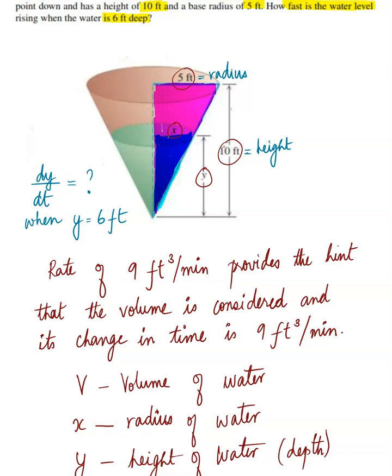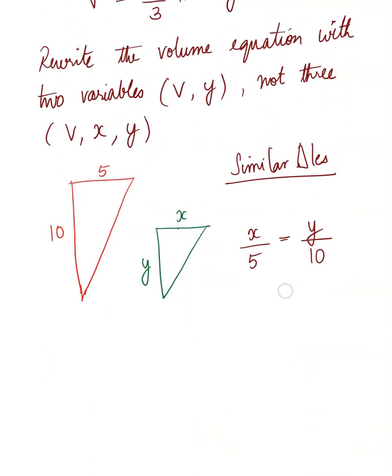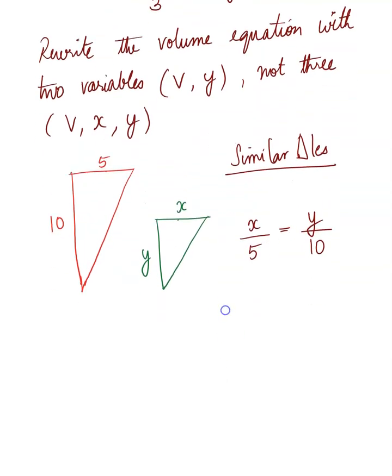Because this is getting a little messy, I am going to remove this, and we'll come over here. This relationship only involves x and y, and this is desired because we want to write x in terms of y so that we'll only have V and y in our equation. Therefore, this implies x is 5y over 10, which reduces to x equals y over 2. So basically, in this case, your radius is half the height.